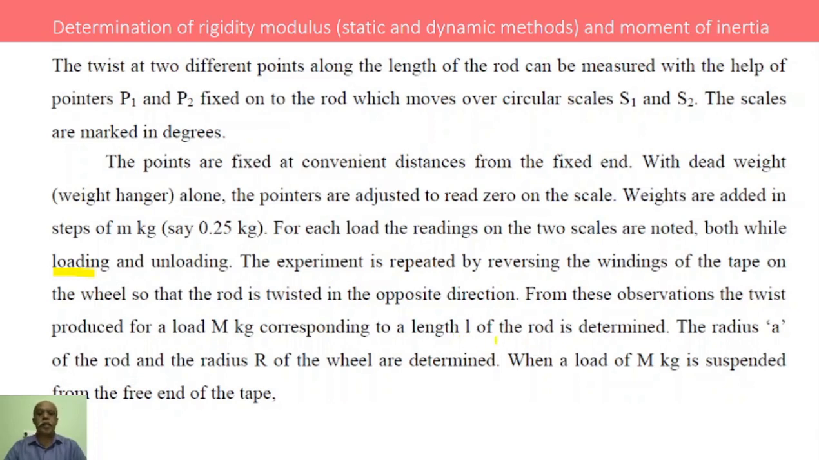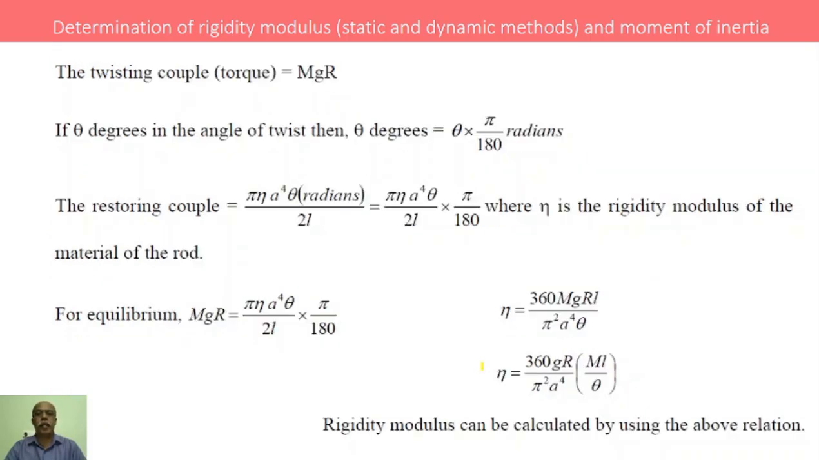The experiment is repeated by reversing the windings of the tape on the wheel so that the rod gets twisted in the opposite direction. From these observations, the twist produced for a load of m kg corresponding to length L of the rod is determined. The radius of the rod is small a, the radius of the wheel is capital R, and both are measured.